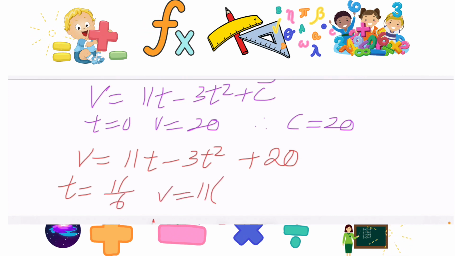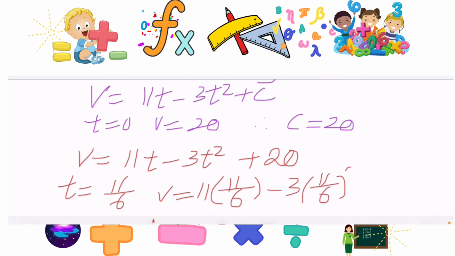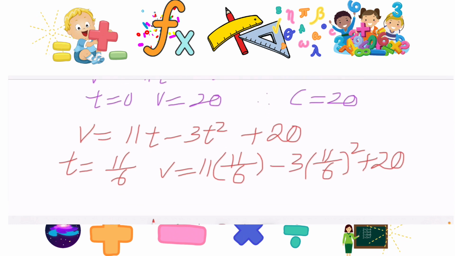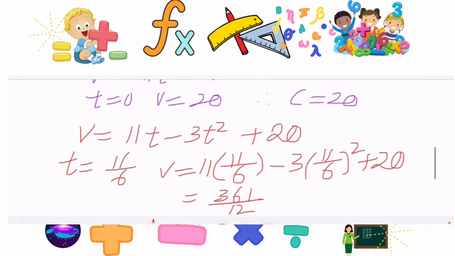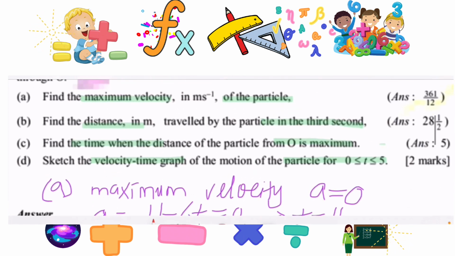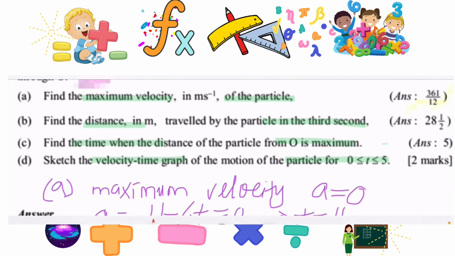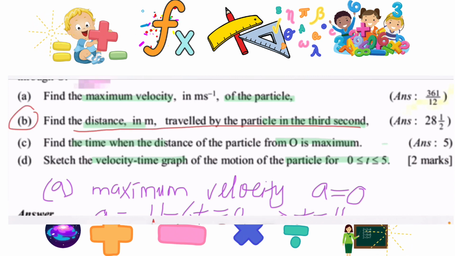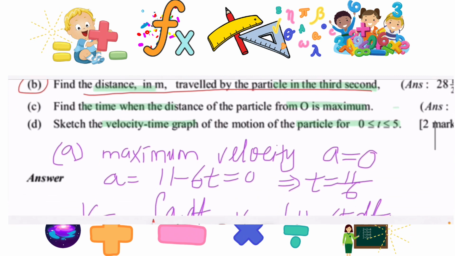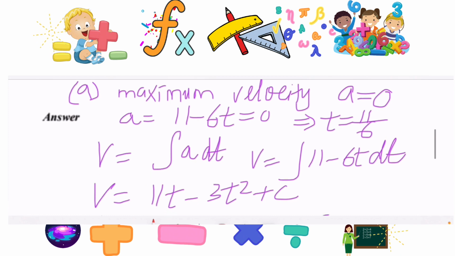So we're going to substitute the time 11 over 6 into the velocity function, and we'll solve it to find the velocity, which is the so-called maximum velocity. So the answer is 361 over 12 if you press the calculator. Now for the next one, we are going to find the distance in meters traveled by the particle in the third second. So let's see how to solve distance.